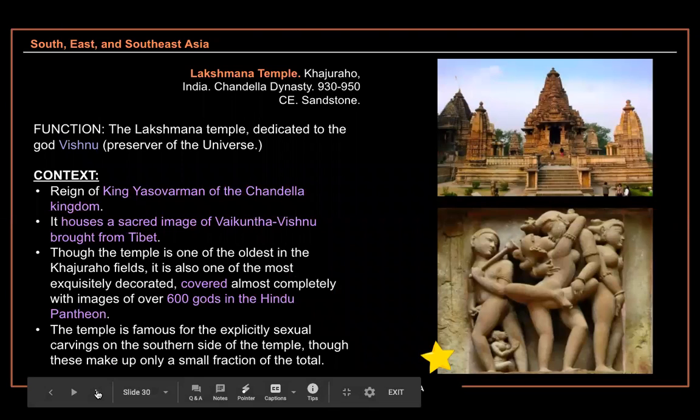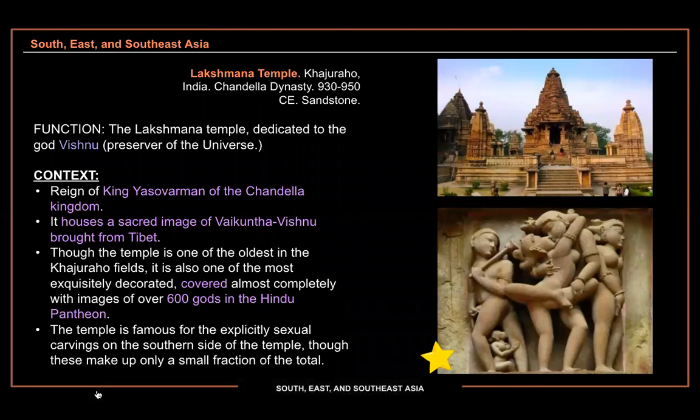So the function is that it's obviously a Hindu temple, but this one is dedicated to Vishnu, who is the preserver of the universe. This was built during the reign of King Yasovarman of the Chandala kingdom. He built several different temples in this region, and they were to house various images that were brought from Tibet. So this one is one of the oldest temples in this region, and it's covered with nearly 600 images of the various gods in Hinduism.